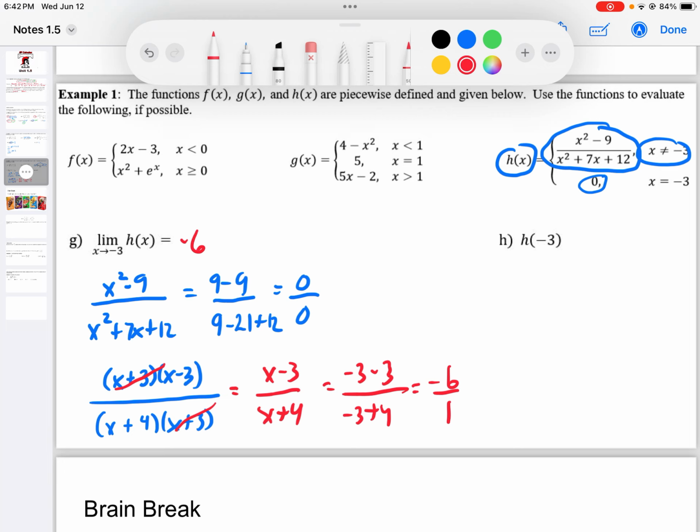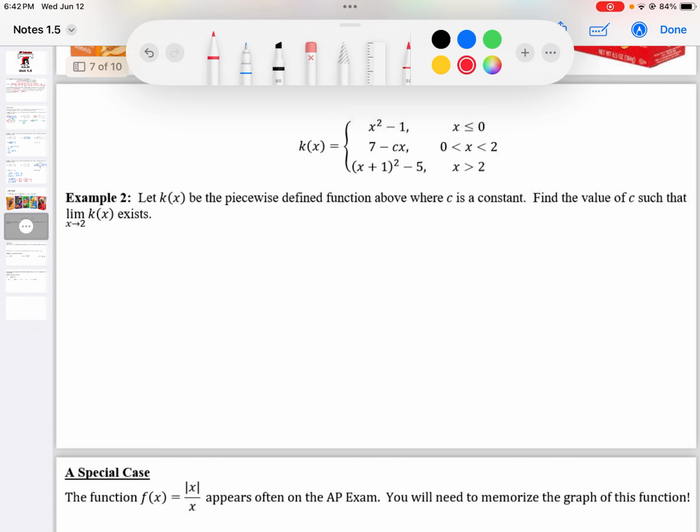All right, so the trick there was to factor, and we'll see what's going on there more later. But we factored it, and then we plugged in our number. All right, h of negative 3, the function value when x is negative 3, that's just 0. All right, let's continue on.